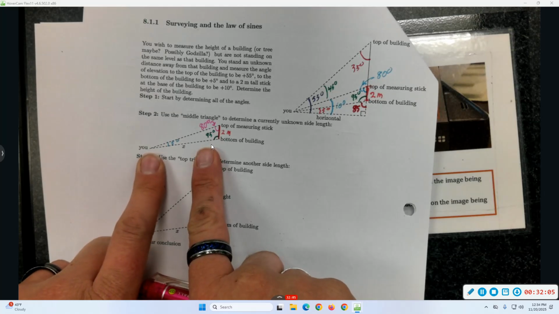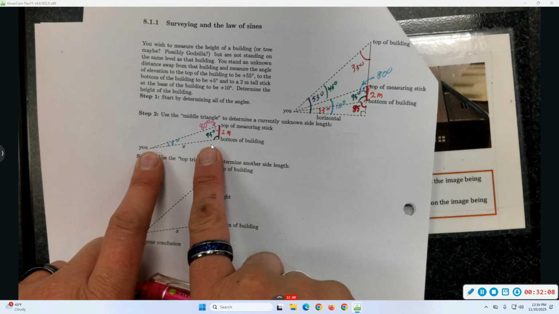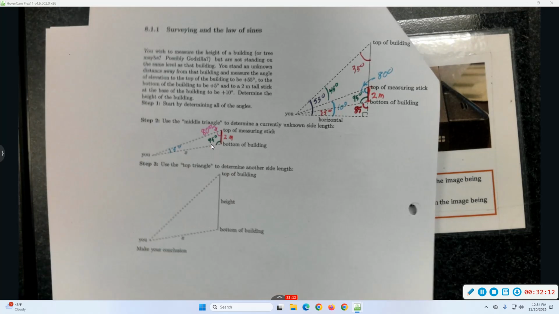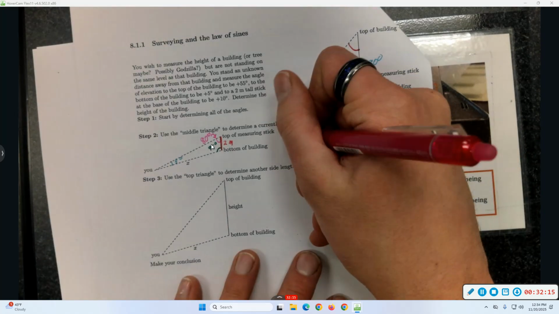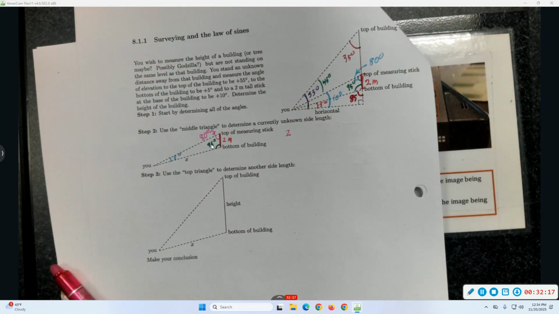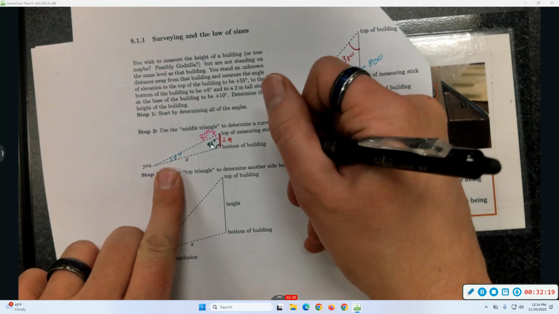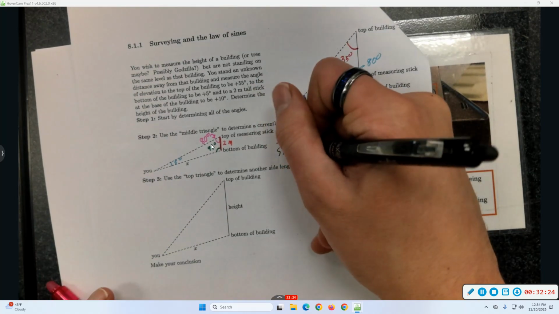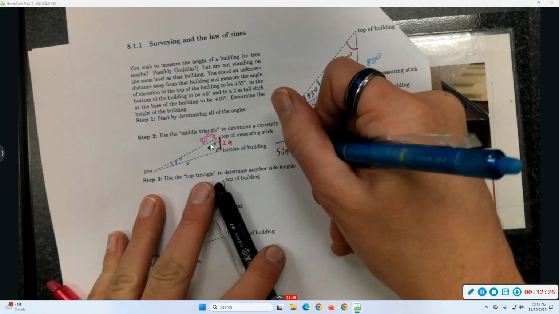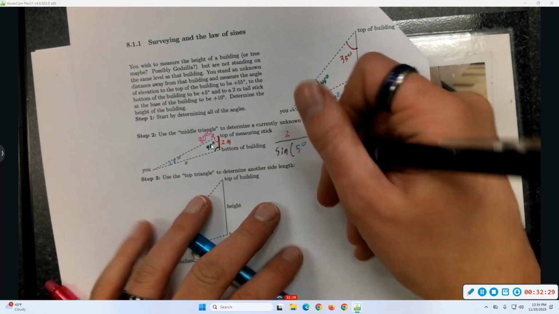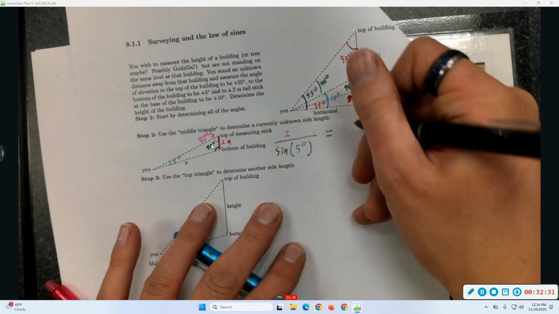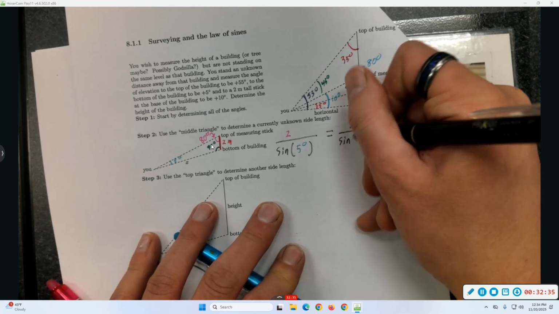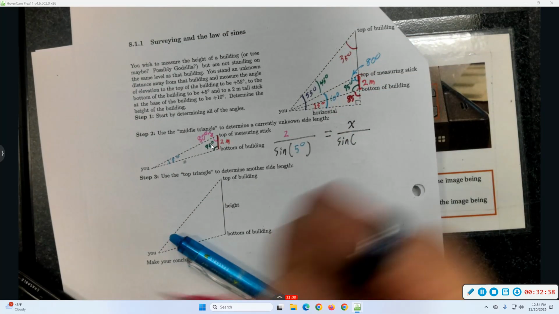I know all the angles, and I know a side length. You do 2 over sine of 5 equals x over sine of 80. Nice. 2 divided by the sine of the angle opposite equals unknown side length x divided by sine of 80.